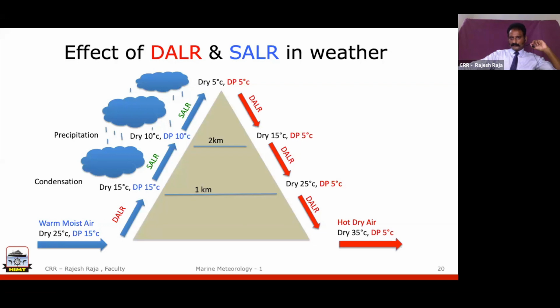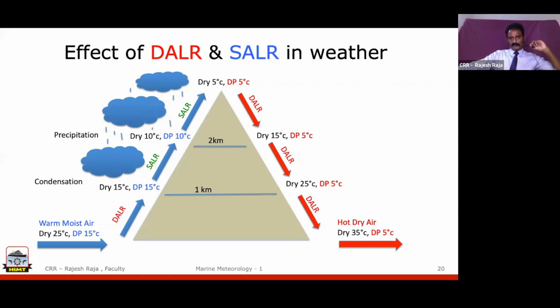From 1 kilometer to 2, please remember there's already wet air. The drop is going to be on SALR, which is 5 degrees per kilometer. You can see the dry temperature has come to the second kilometer to 10. But please look at the dew point. Dew point is also 10. Why is this? Because with every drop in temperature, all the excess moisture was given off as condensation, cloud formation. And every decrease in temperature, that is the dew point. Everything extra was given off. So you cannot have temperature more. So it is dry and dew point same.